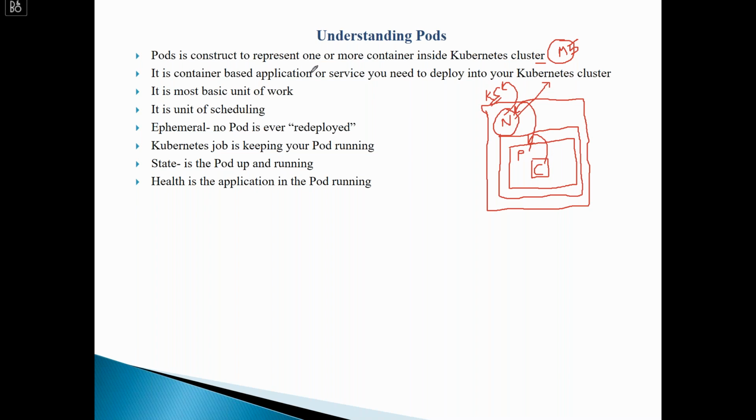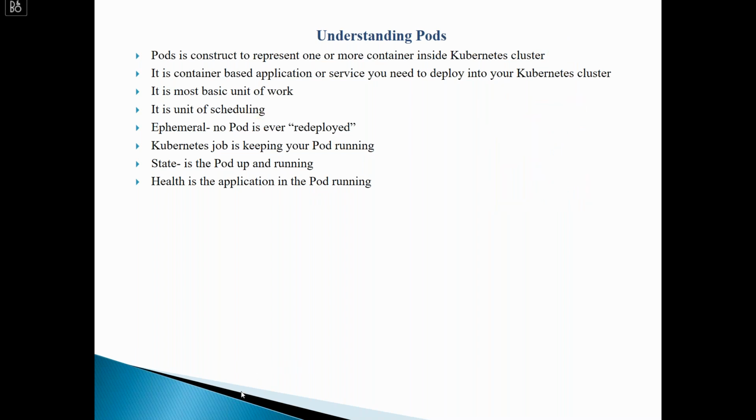So a container comes under pods, pods come under nodes, nodes come under the Kubernetes cluster. A pod is a construct to represent one or more containers, meaning inside a pod you can run one or more containers. Inside a Kubernetes cluster, it is a container-based application or service you need to deploy. It is the most basic unit of work, and it is a unit of scheduling. It is ephemeral, and no pod is ever redeployed. Kubernetes' job is keeping your pod running. State is whether the pod is up and running. Health is whether the application in the pod is running. These are a few key points related to pods.